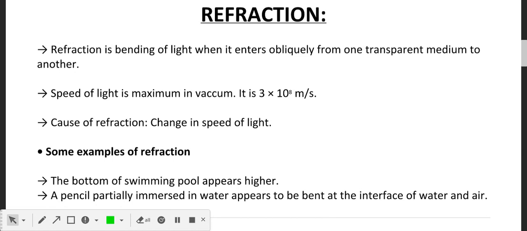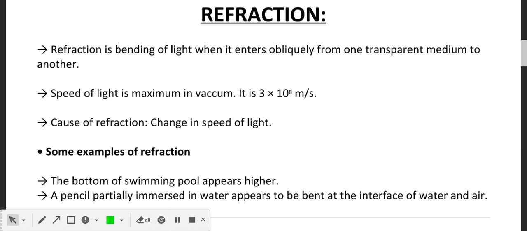Refraction means, I've told you earlier also, the change in medium, right? When the light enters from one medium to another medium, that process is known as refraction, right? Next, speed of light is maximum in case of vacuum, as vacuum is least dense, you can say. 3 into 10 raised to the power 8 meters per second, that's the speed of light. We can denote the speed of light by c.